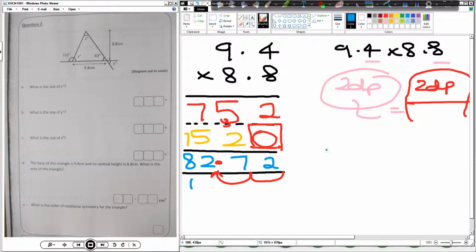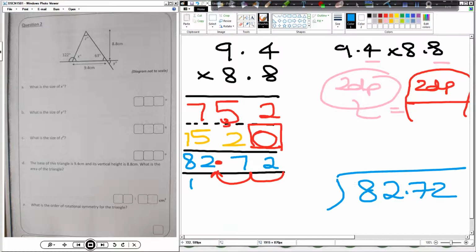We haven't finished yet, because this is the base times by the height. What do we do next? Divided by 2. So 82.72, we use the bus stop method. Divided by 2, put the point down there. So we say how many 2's go into 8 is? 4, 1, that'll be 3, remainder 1. 6. So the answer should be 41.36. What's the units? Centimeter squared. Centimeter squared. That is the answer to question D, all of it. Times it, divided by 2, 41.36 centimeters squared.